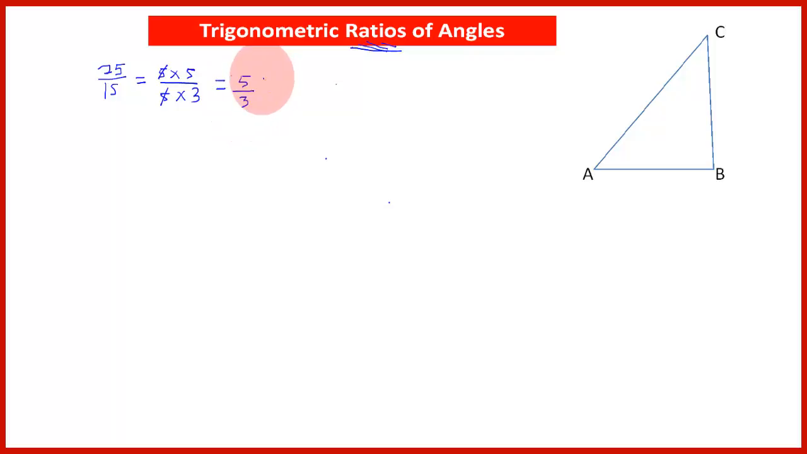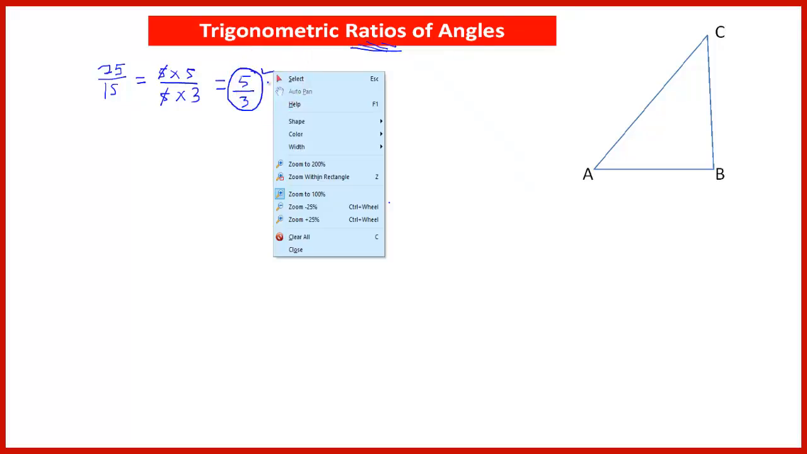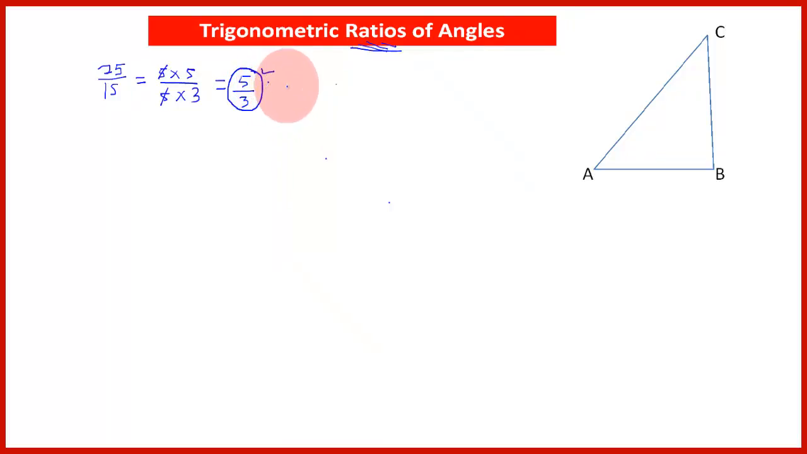So to write the ratio in the simplest form, we cancel out the common factor from the numerator and the denominator, and whatever we get, that we call a ratio in the simplest form. So whenever we write a ratio in the simplest form, we have cancelled out the common factor from the numerator and the denominator. Students, please remember this. Now here, what are trigonometric ratios?